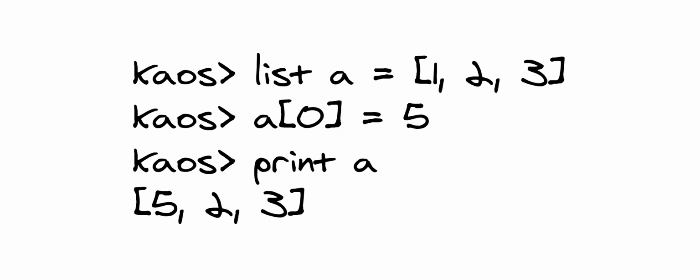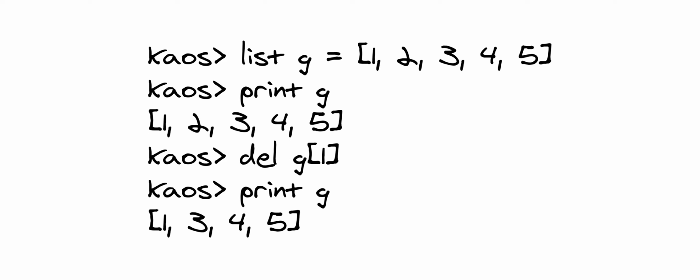Updating list elements is quite similar to accessing them. Just access and assign a value to that element. Similarly, to delete a list element, just put a del keyword in front of the list element accessor.